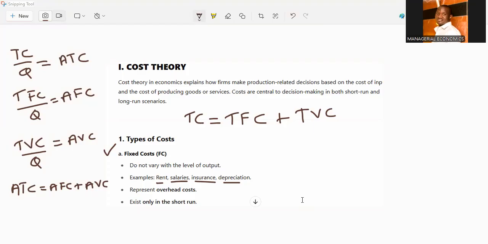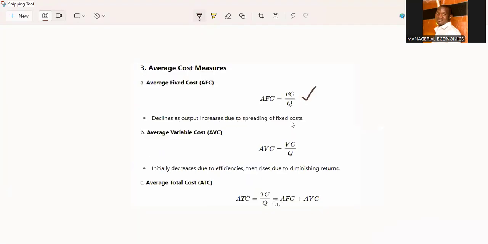So I've talked about average measures. How did we say we calculate the average fixed cost? Average fixed cost is given by total fixed cost divided by quantity. So this average cost declines due to the spreading of the fixed cost. So if you're going to look at this graphically, the average fixed cost is downsloping, the total cost looks like that. Okay? The marginal cost looks like that.